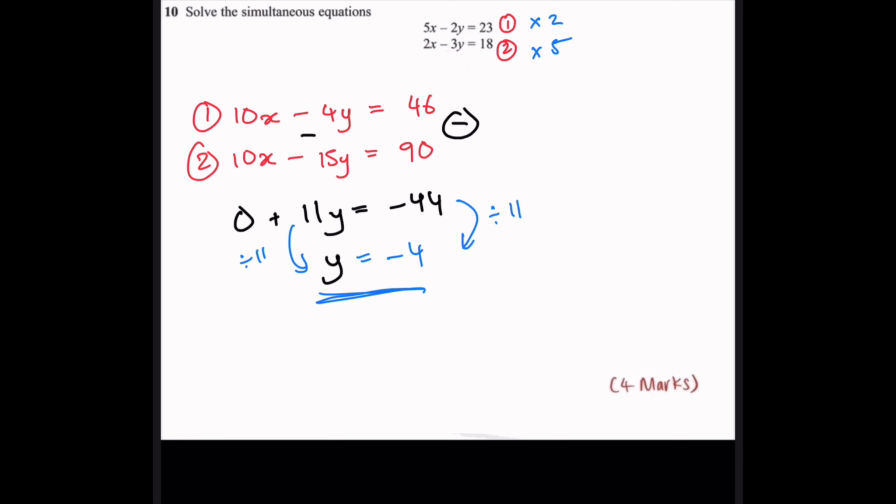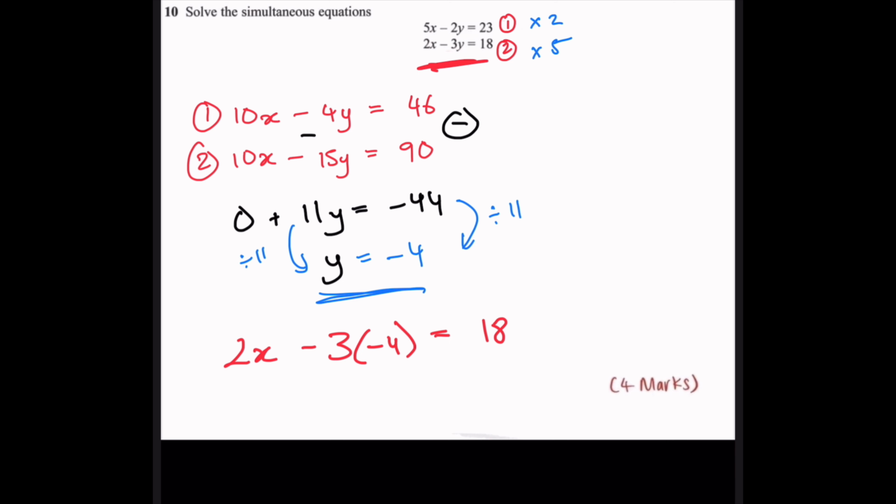Now I've found y. To find x, I'm going to take this value for y and substitute it into one of these equations. Any equation that tickles my fancy. For the sake of argument, let's do equation 2. So we'll have 2x minus 3y. Remember, y is minus 4. Equals 18.